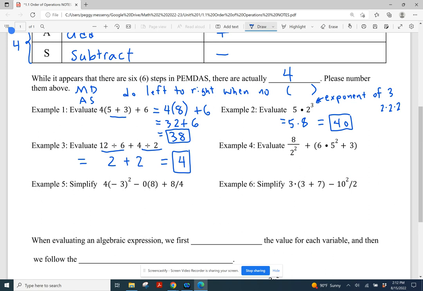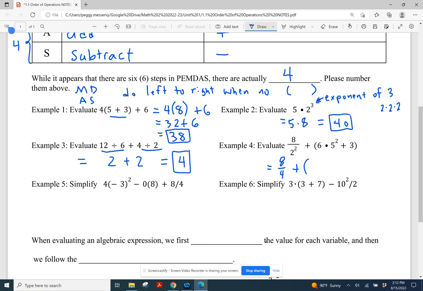All right. Example 4. We're going to do the operations inside the parentheses. Now be careful. We can also do this out in front. We've got a division. We'll do the addition last. We can rewrite this as 8 divided by 4. 2 times 2 is 4.